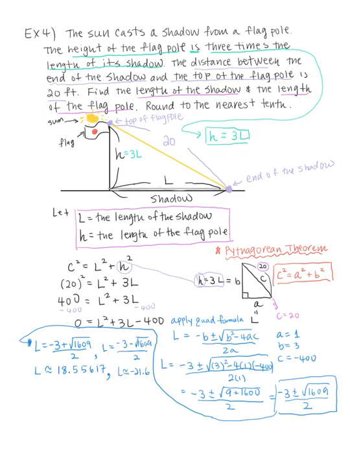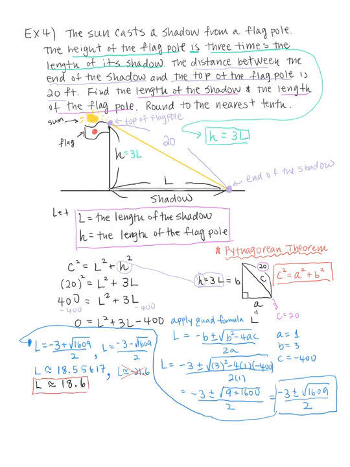Since L stands for the length of the shadow, can the length ever be negative? I don't think so. So, bye-bye. We toss that one away. So it looks like our L is approximately going to equal 18.6. So here is the length of the shadow.